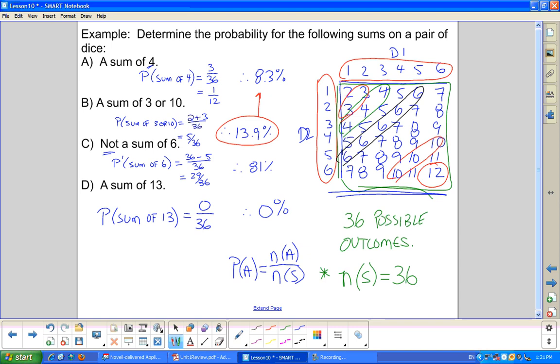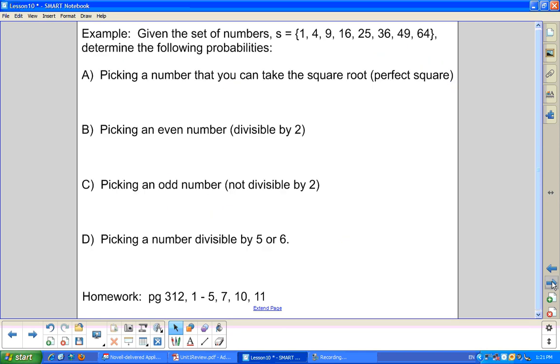However, the other chances, the other ones we talked about, are varying degrees. All right, and on to the final example. We now have a set of numbers, very similar to the set theory homework you did last unit. The first question here is the probability of picking a number that you can take the square root of. So that's a perfect square.